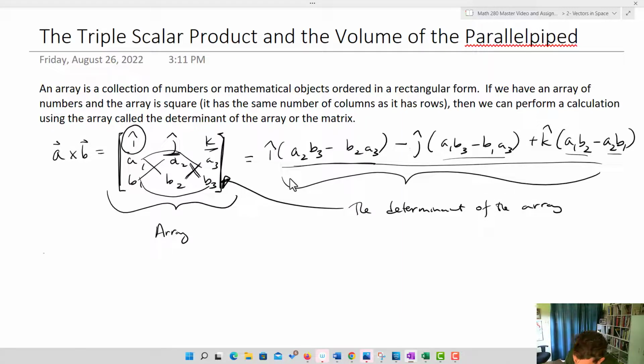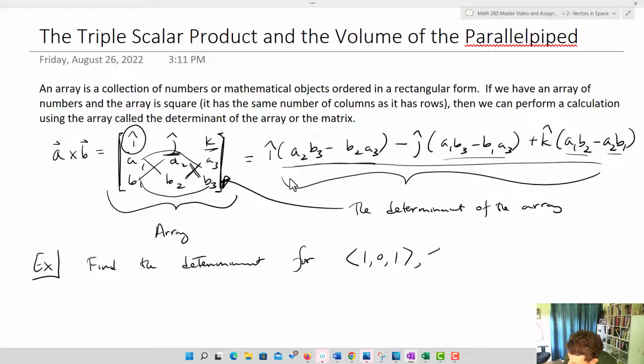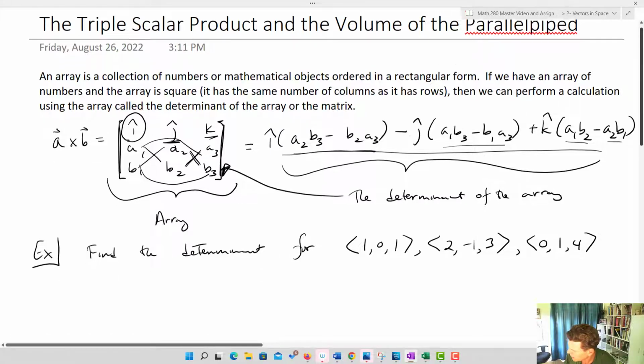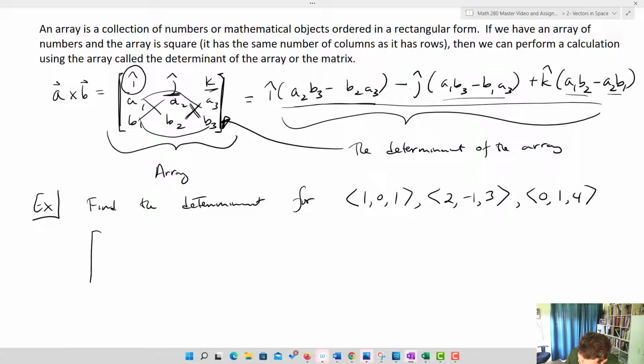So let's say, for example, we'll use an example where we find the determinant. And now we'll do it with 3 vectors. We're going to find the determinant for 1, 0, 1, 2, negative 1, 3, and 0, 1, 4. The first thing that I'm going to do is form an array, and I'm going to write my vectors along each row. 1, 0, 1, 2, negative 1, 3, and 0, 1, 4.